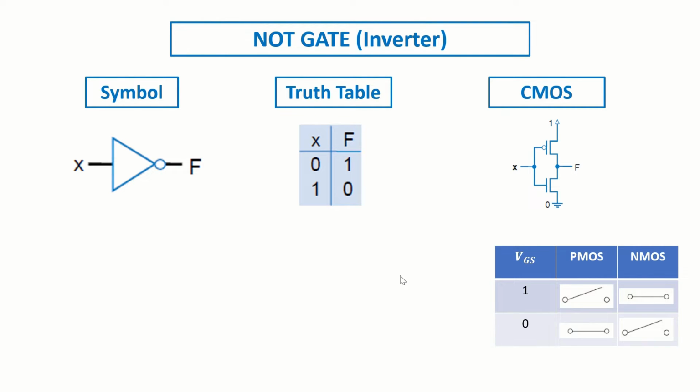In this NOT gate example, as we have 1 in the input, the PMOS will be an open switch and the NMOS will be a closed switch, and the output will be directly connected to the ground, meaning that it will be 0. And if we have a 0 in the input, the NMOS will be an open switch and the PMOS will be a closed switch. The output will be directly connected to the VCC, meaning that it will be 1.